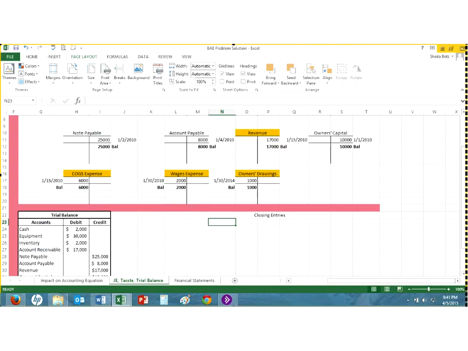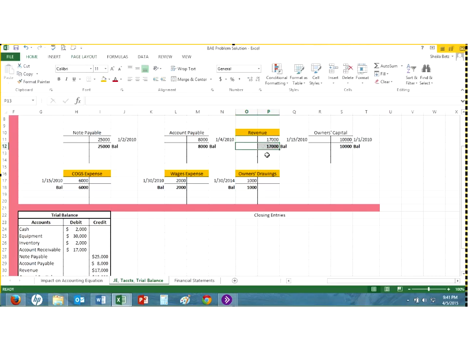All right, so let's close revenue first. We have a $17,000 balance. I need to get this down to 0. So the only way I can get this down to 0 is by debiting revenue for $17,000. Once again, my closing entries are going to be done in red. So I'm going to go over here, type revenue, and debit it for $17,000.